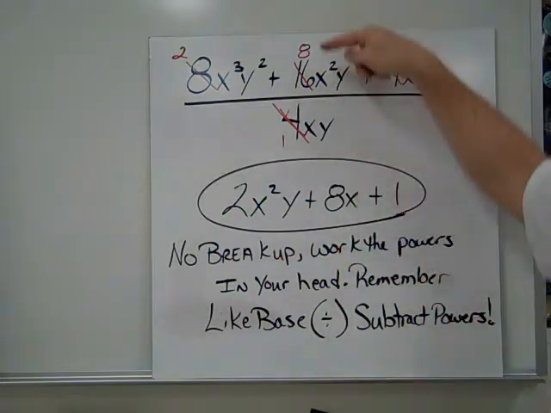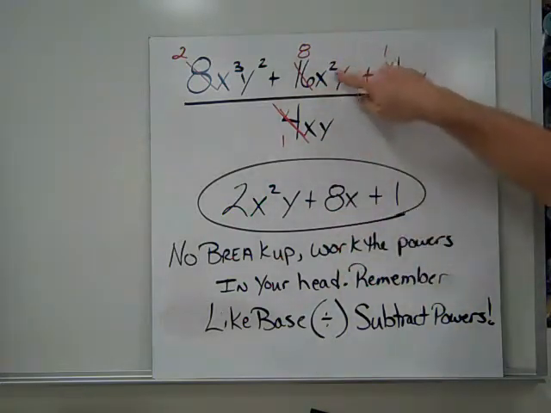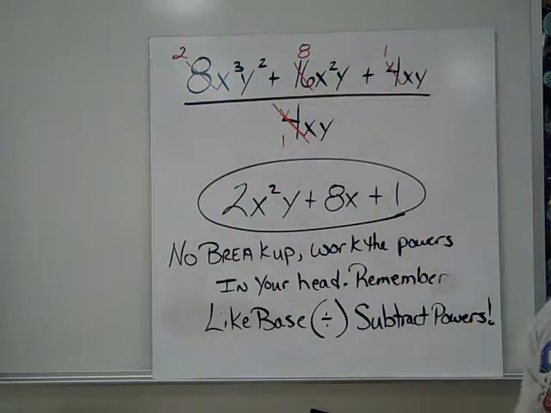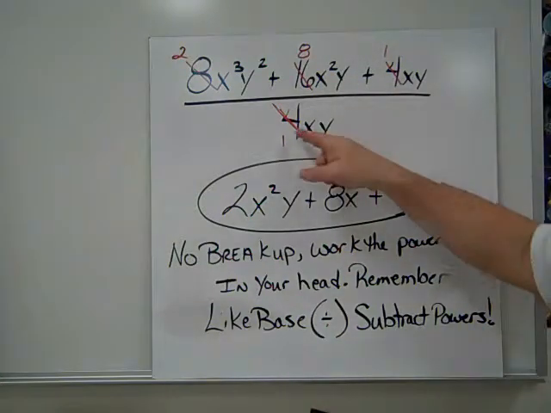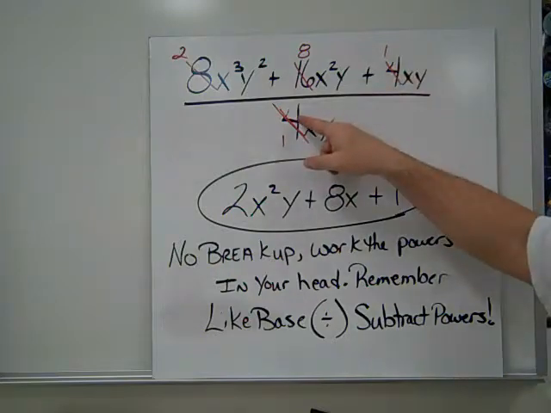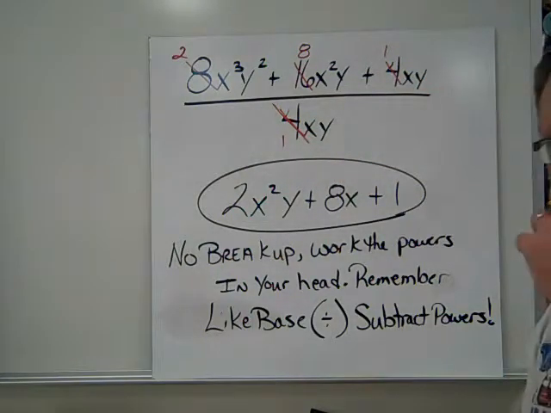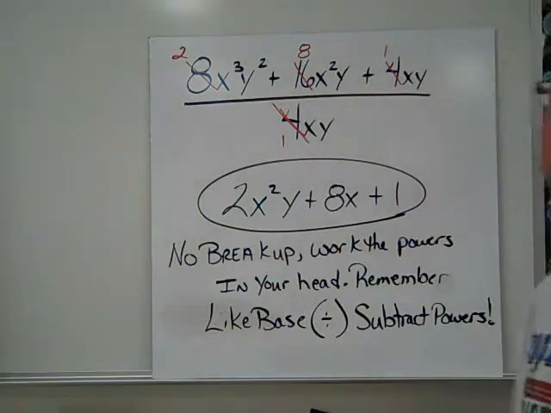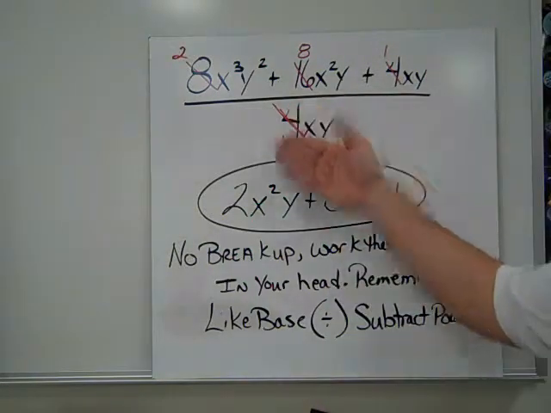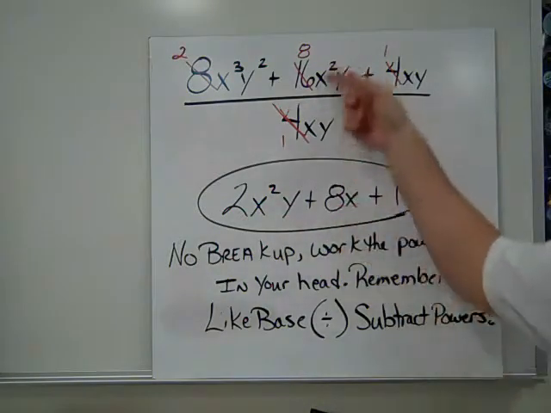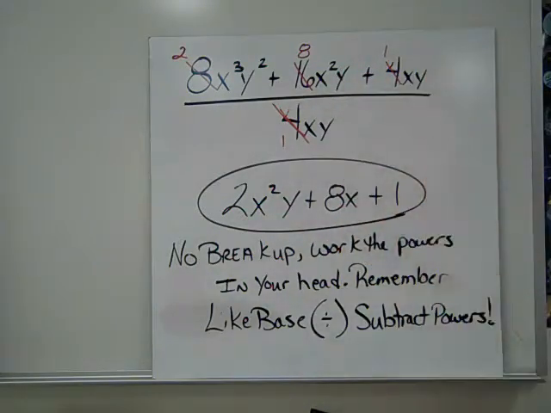In the middle part, we have our 8. 2 minus 1 leaves us with 1x. Our y's cancel. And in the back part, we get rid of our 4's. And we also get rid of our x and our y, because 1 minus 1 is 0. Anything to the 0 power is just 1. So our final answer for this one is 2x squared y plus 8x plus 1.